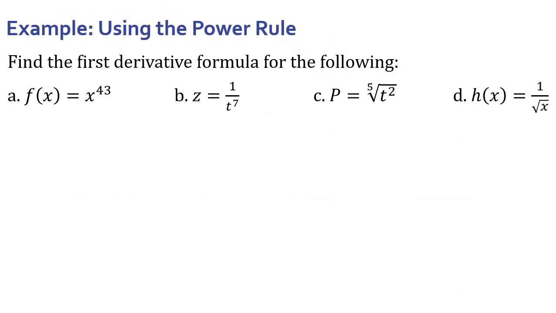Okay, let's just keep on using this power rule just so we can get a little bit better at it. So if I have x to the 43rd power, I'm going to write this up here. d over dx of x to the n equals n times x to the n minus 1.